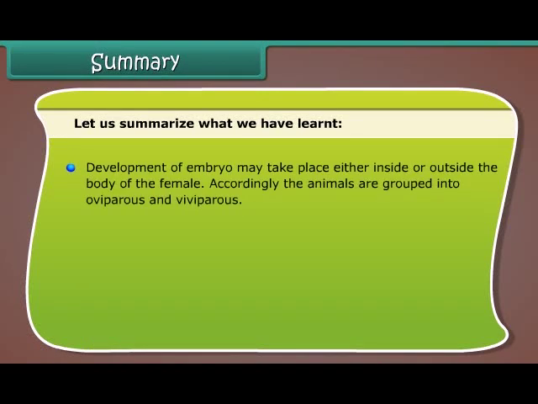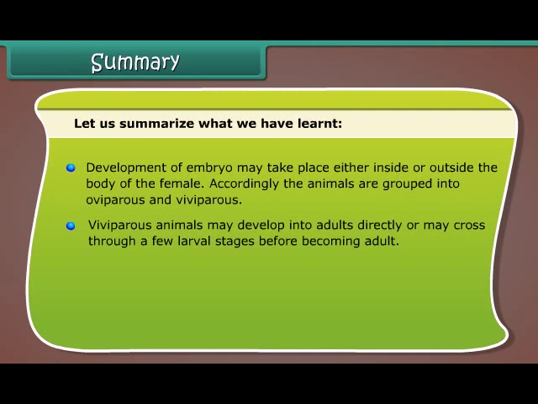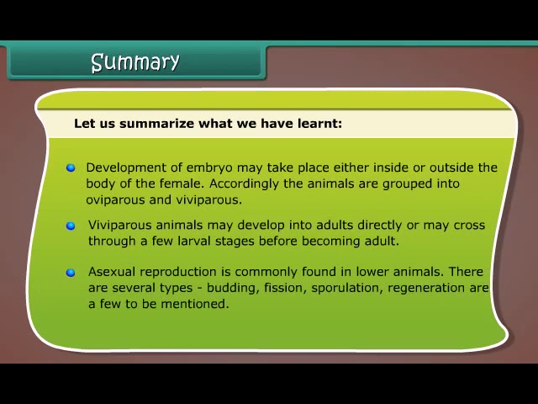Development of embryo may take place either inside or outside the body of the female. Accordingly, the animals are grouped into oviparous and viviparous. Viviparous animals may develop into adults directly or may cross through a few larval stages before becoming adult. Asexual reproduction is commonly found in lower animals. There are several types: budding, fission, sporulation, and regeneration are a few to be mentioned.